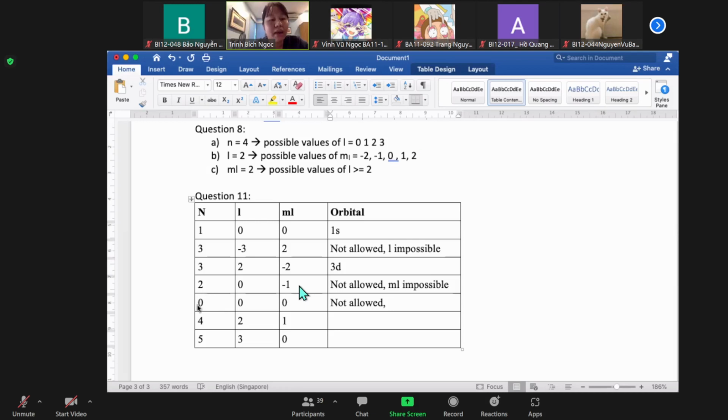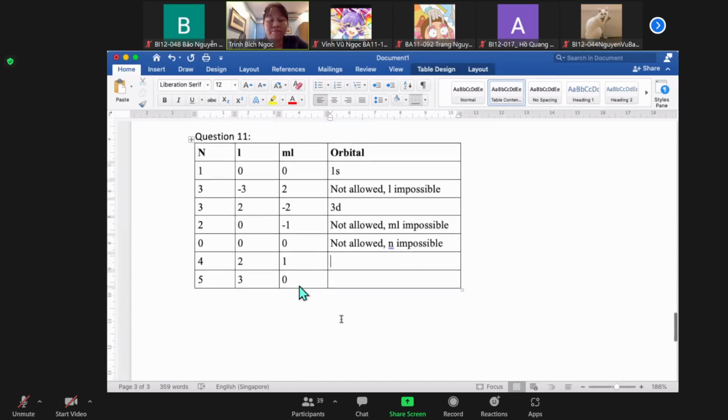In this case, N can never be 0, okay? Next, 4, 2, 1. This is possible. And the orbital will be 4D. 4D, correct. Then 5, 3, 0. It is possible, and it's in F. 5F, okay? This is the orbital 5F.